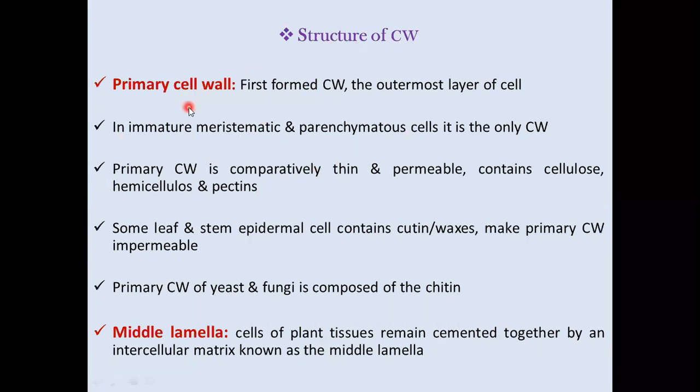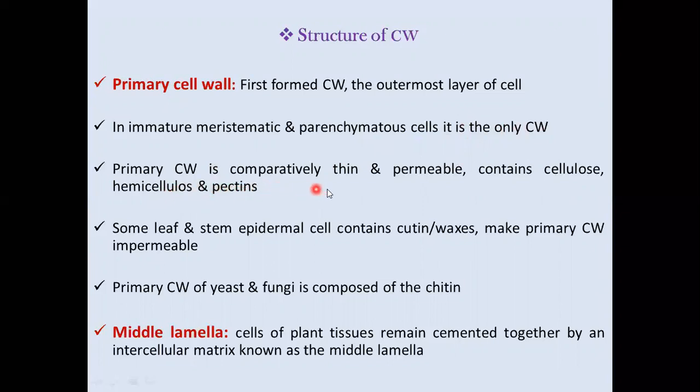Structure of the cell wall. The cell wall consists of three structures. The first one is the primary cell wall. It is the first formed cell wall, and it is the outermost layer of the cell. In immature meristematic and parenchymatous cells, it is the only cell wall. So in immature meristematic and parenchymatous cells, only the primary cell wall is present.